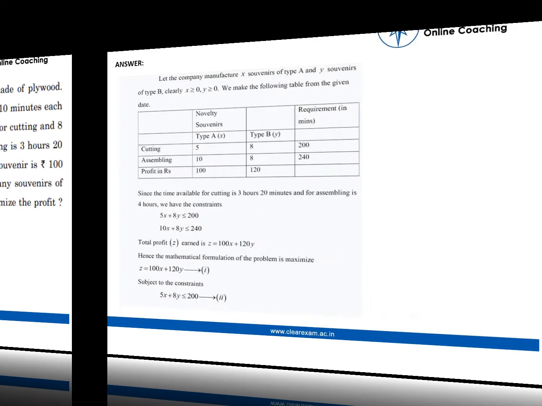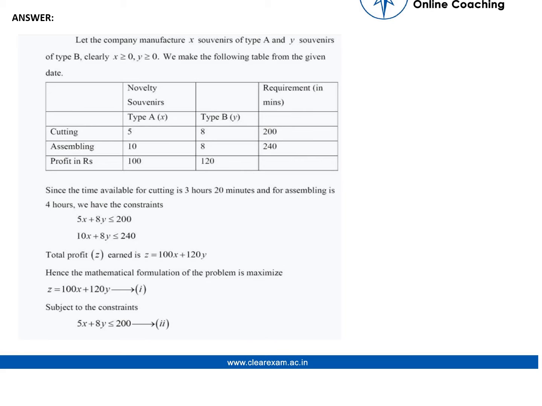Okay, so let the number of souvenirs of type A be X and let the number of souvenirs of type B be Y. Obviously these both X and Y must be greater or equal to 0. They can't be negative. Now this is the time profit table.